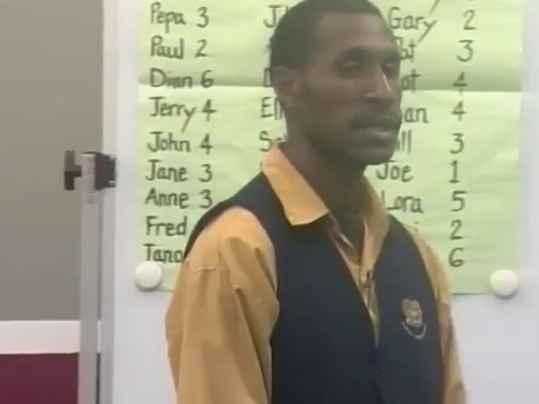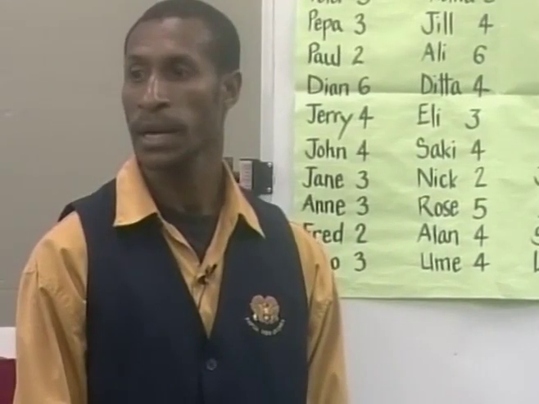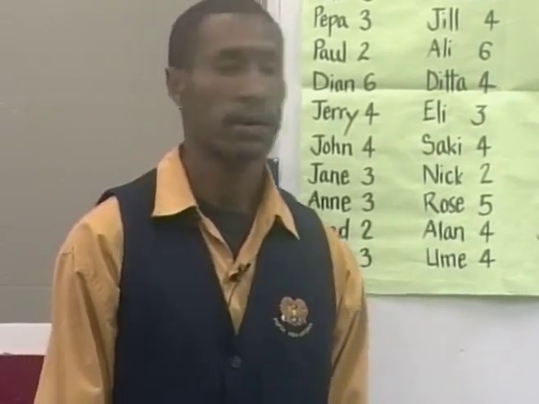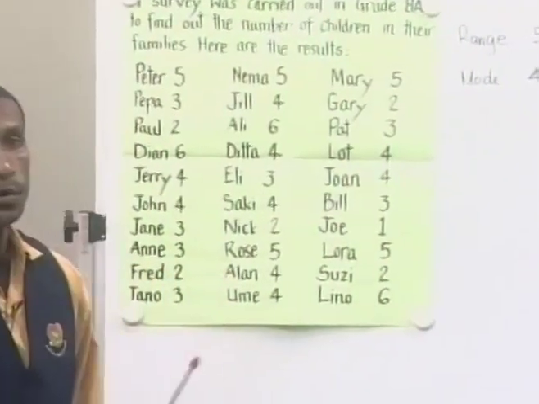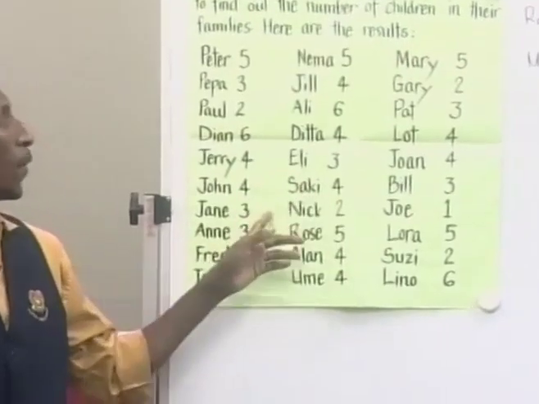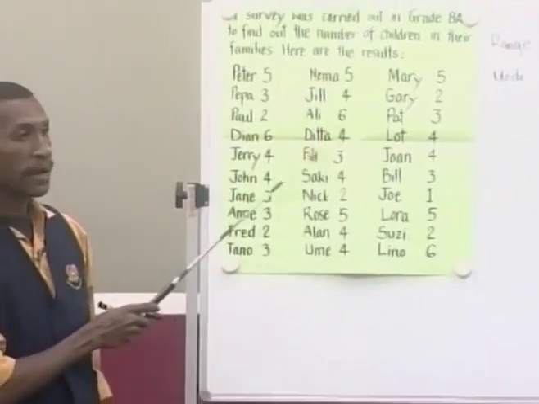Kove, can you give us the mode? What is the mode? 4. Class, do you agree with that? The mode is 4. Do you agree with the answer? Yes. Okay. So the mode is 4 and the range is 5.